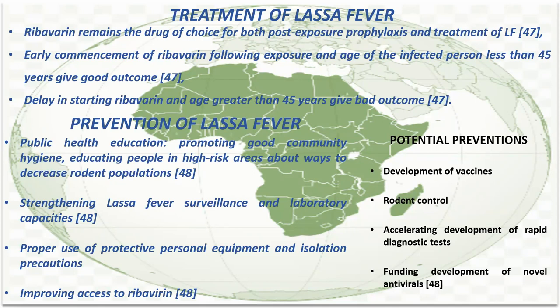The other way of potential prevention is accelerating the development of rapid diagnostic tests. This is like carrying out a test that can easily give results immediately in order to treat someone that is infected. Because if someone that is infected is identified early, it will help to prevent the spread in the population. And another aspect of potential prevention is funding, funding to develop antivirals against this disease.